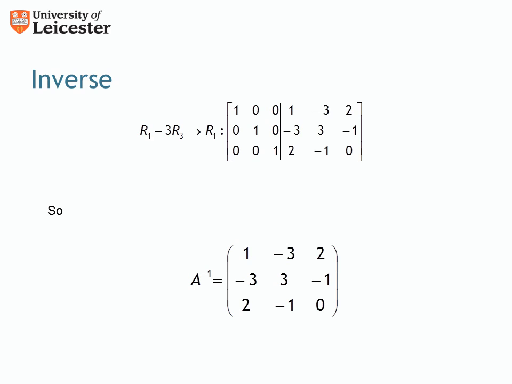So the matrix on the right is the inverse of A. Check it yourself by multiplying them together. You should get the identity.